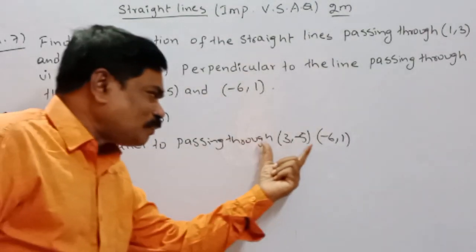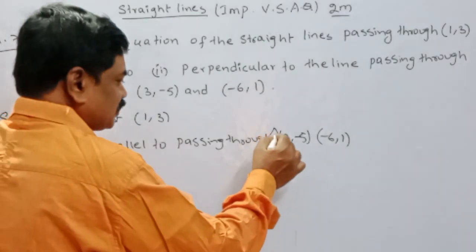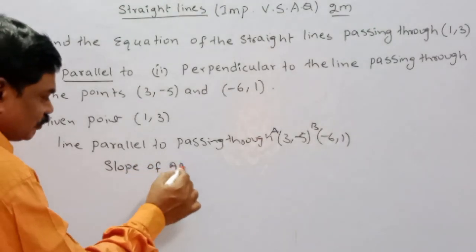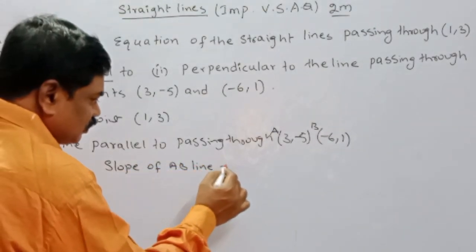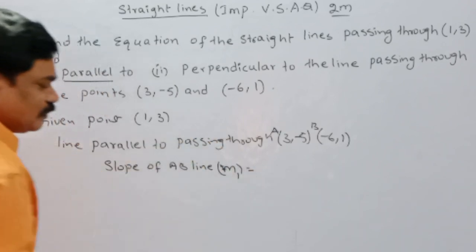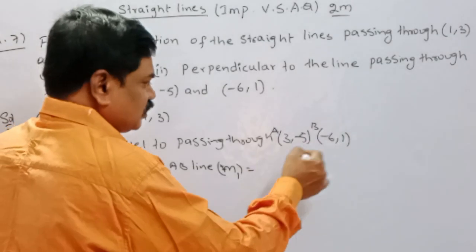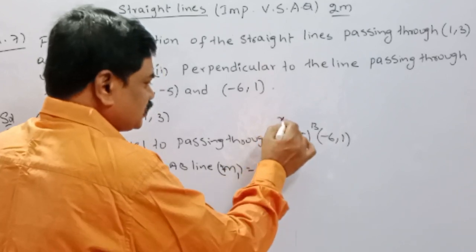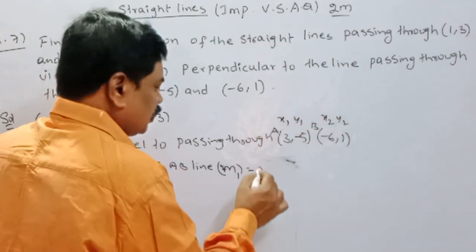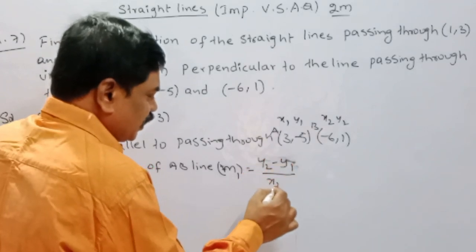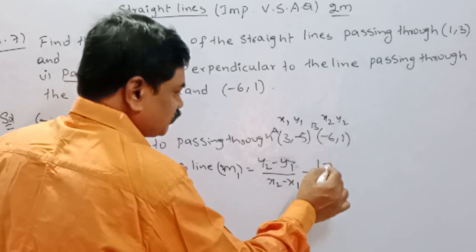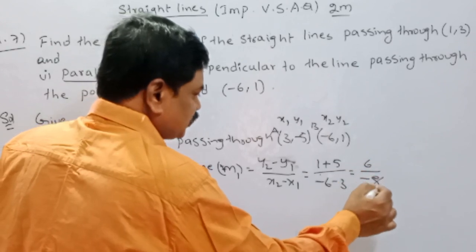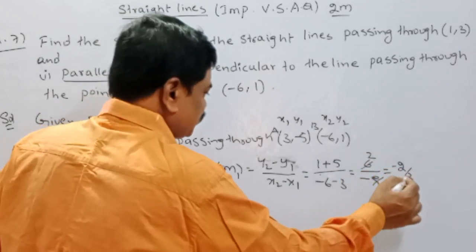Then find the slope of these two lines. Let us take this as A, this as B. Slope of line AB is m, take m1, is equal to y2 minus y1 by x2 minus x1, where this is (x1, y1) and this is (x2, y2). So 1 plus 5 by minus 6 minus 3, which is 6 by minus 9, that is minus 2 by 3.